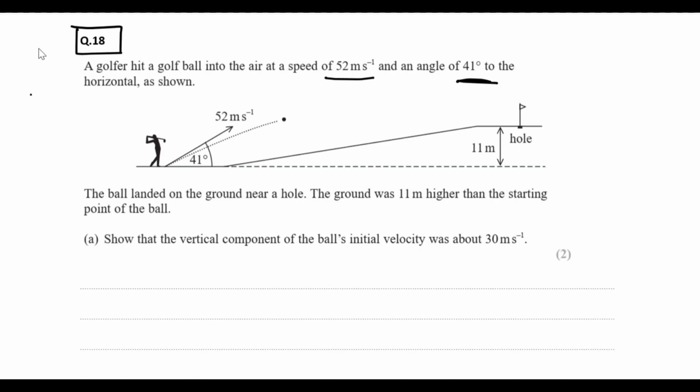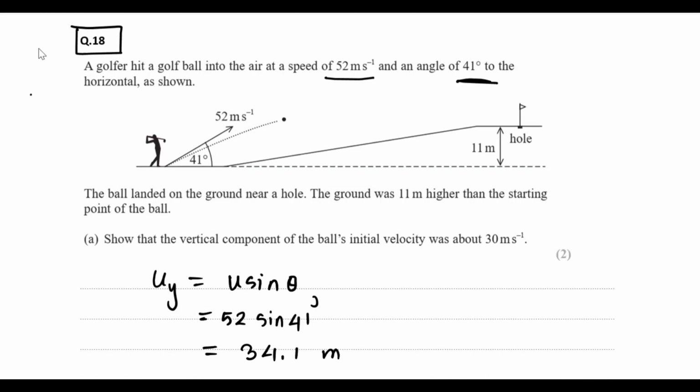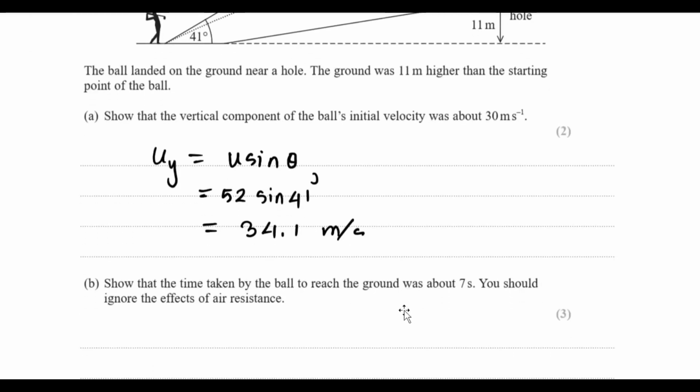So we know the vertical component of initial velocity uy equals u sine theta. Here initial velocity is 52 sine 41 degrees. So the correct answer is 34.1 meter per second. So the vertical component of the initial velocity was about 30 meter per second.